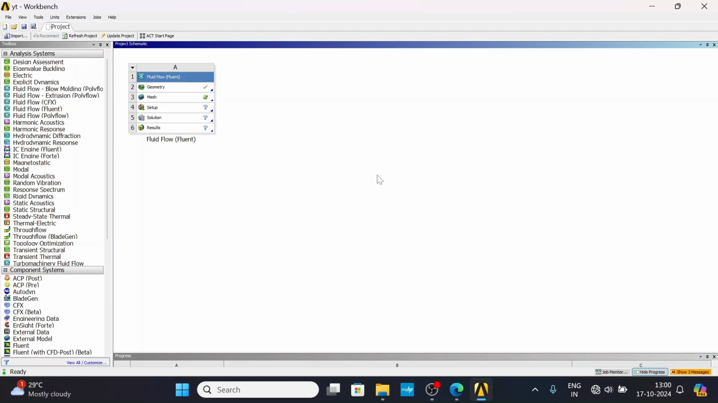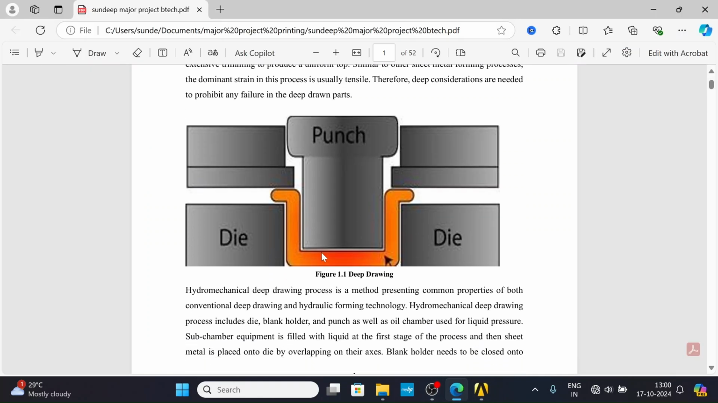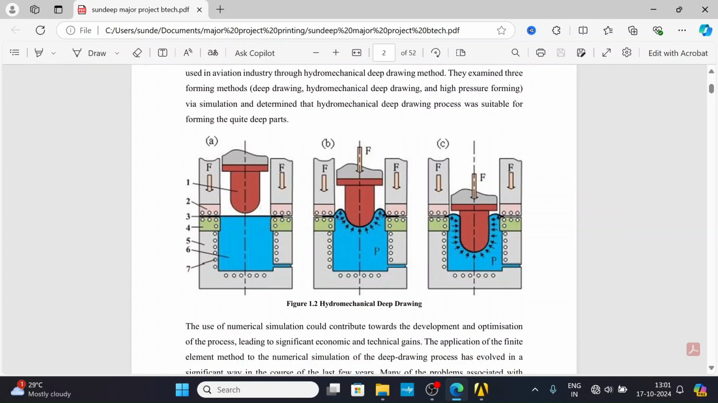Hello everyone, today we are going to perform hydromechanical deep drawing in Ansys Workbench. So this is the general deep drawing in which we have a die, blank holder, punch and a blank. This orange part is a blank. In hydromechanical deep drawing, the only difference from deep drawing is that we have a water medium or fluid medium in the process. That method is known as hydromechanical deep drawing.